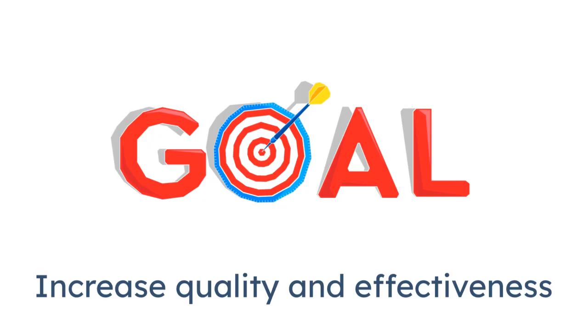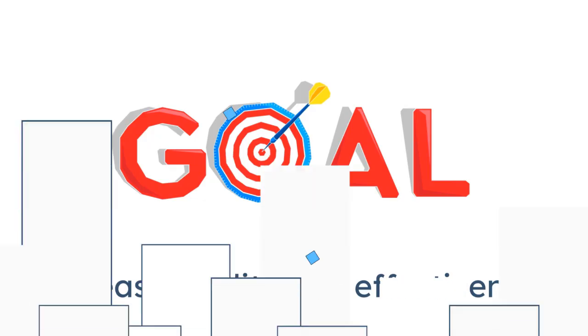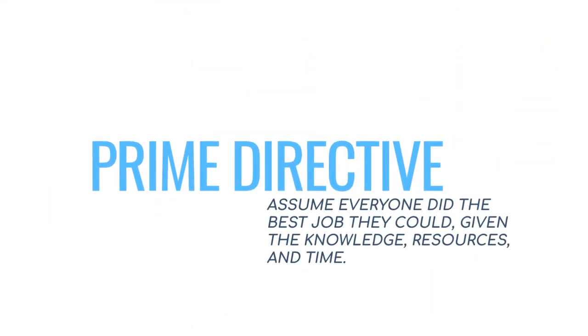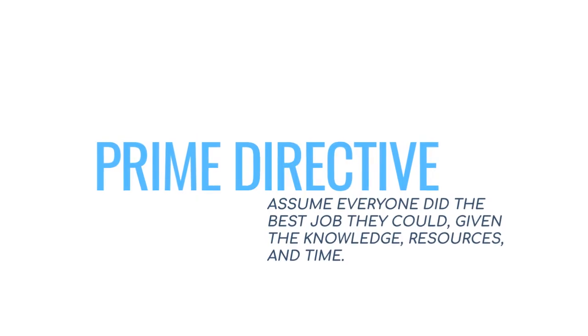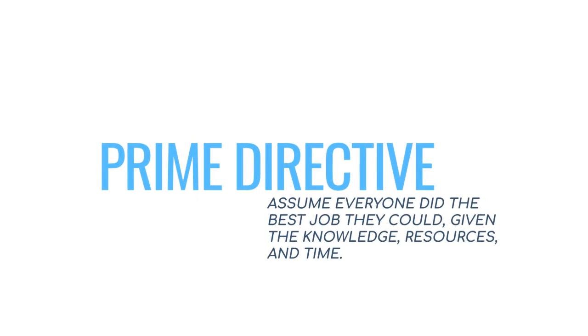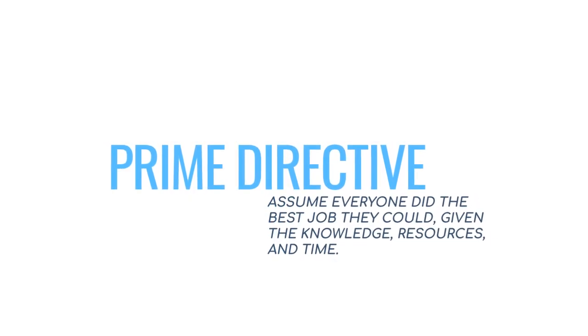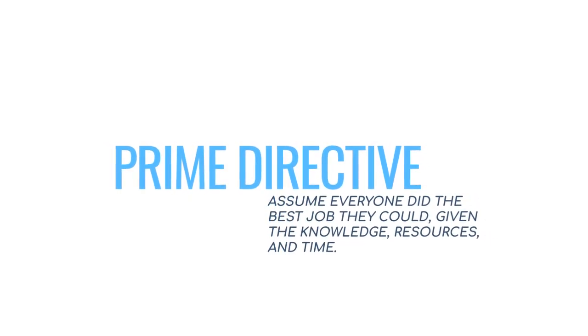The foundational rule for the retrospective is the Prime Directive. Assume everyone did the best job they could, given the knowledge, resources, and time available. This establishes a psychologically safe space where the team can be vulnerable and honest. The retrospective is the single biggest investment the Scrum team makes in itself. The 5 essential steps of a powerful retrospective.